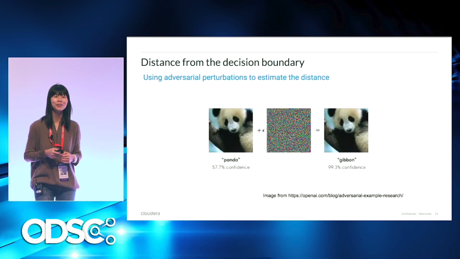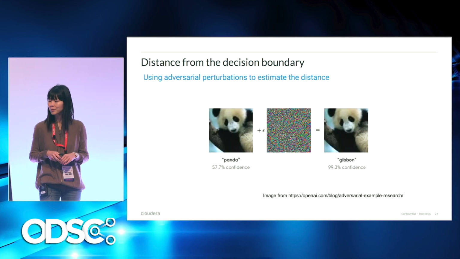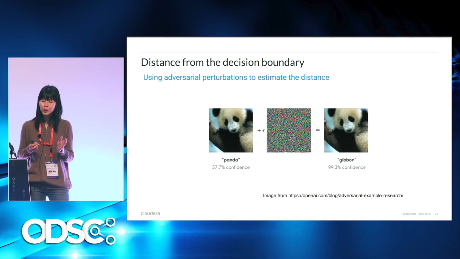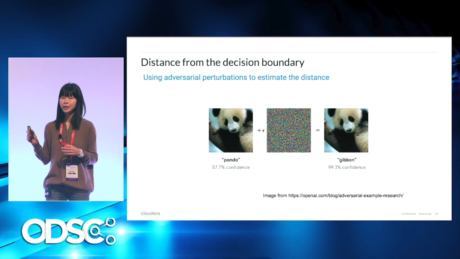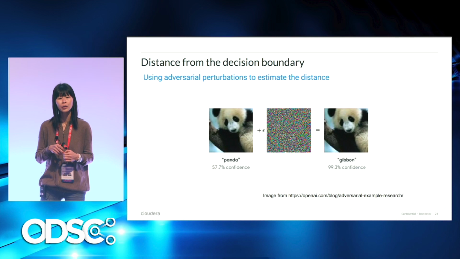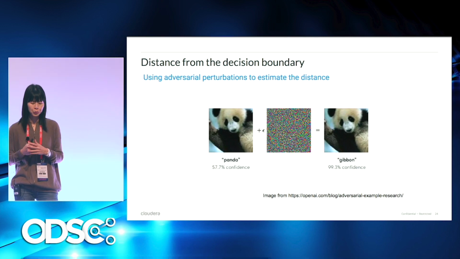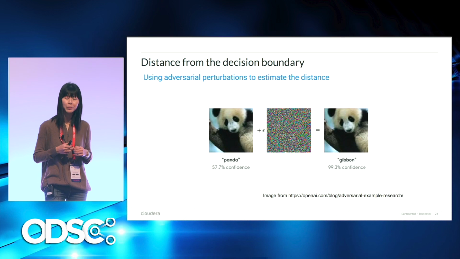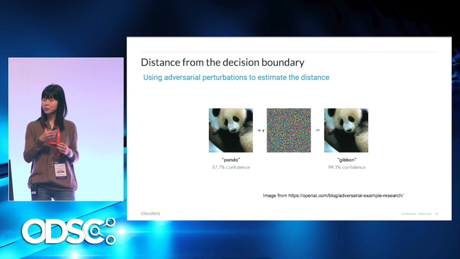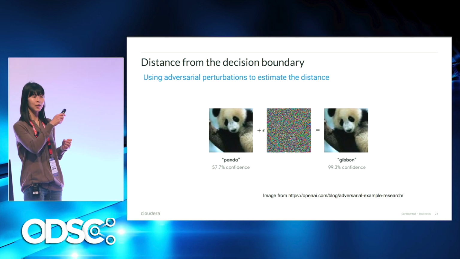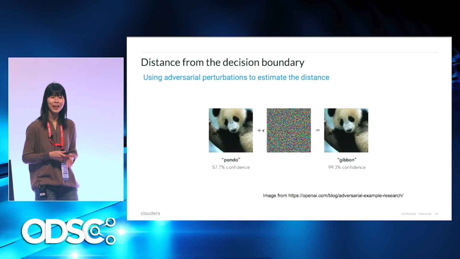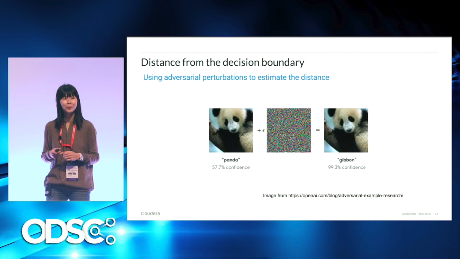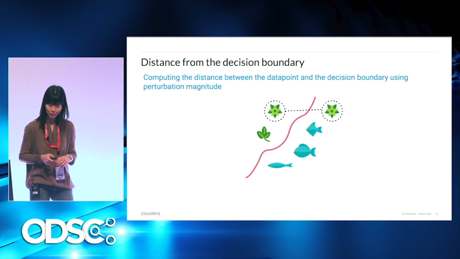So let's do something fun. Let's use perturbations. Adversarial perturbations could be used to estimate the distance. And let's first define what these perturbations are. When you add a small noise to an input of a deep neural network, and that causes that particular input to be misclassified unexpectedly, that's essentially a perturbation. So if you look at this image, we add a small noise to an image of a panda, and it ends up being classified as a gibbon. To the human eyes, it looks exactly the same, but to the computer, it's now no longer a panda, but a gibbon. So how do we use this?